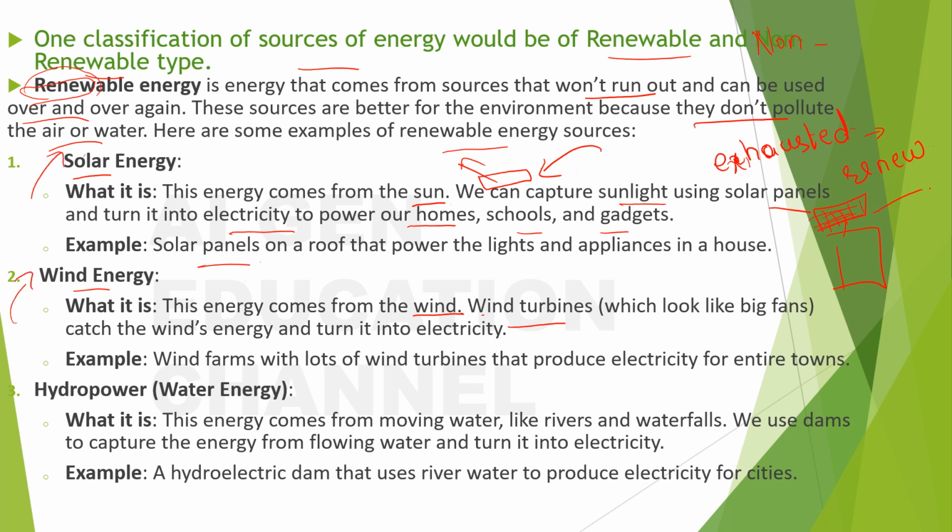We can use wind as a source of energy. And we can also use water as a source of energy. Here are wind farms with lots of wind turbines that produce electricity for entire towns. And this one is about hydropower, water energy.